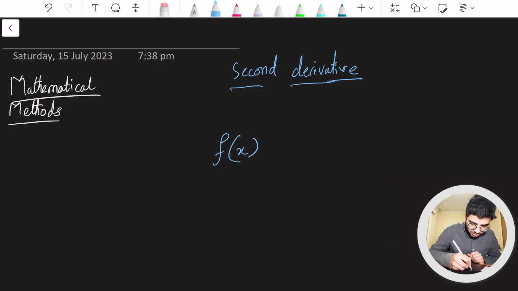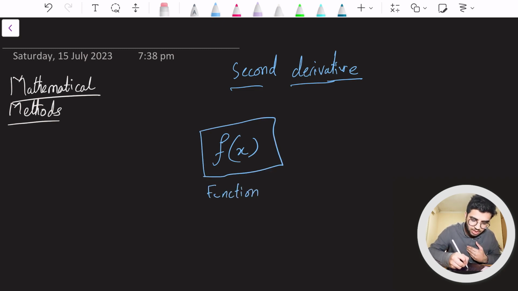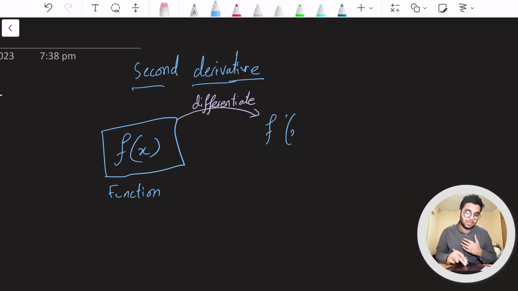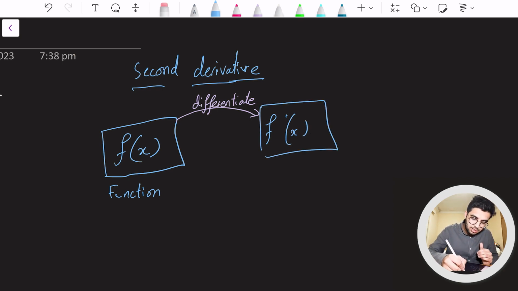So, say you have this function, and so far this whole time, what we've been doing is we differentiate it. So we put that function through this process of differentiating, and we get this function, which we call the derivative. Clear to that? So that is your derivative after you differentiate it.